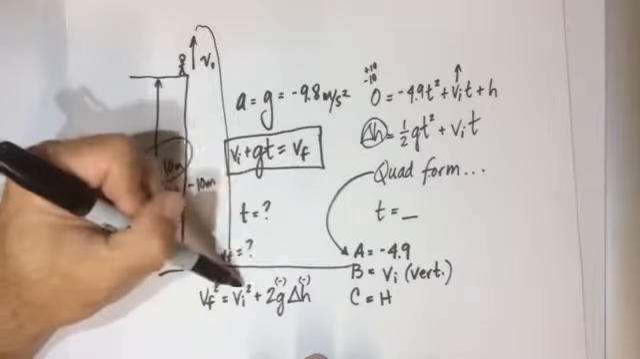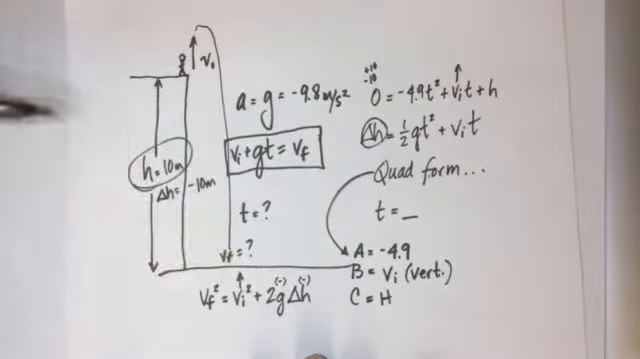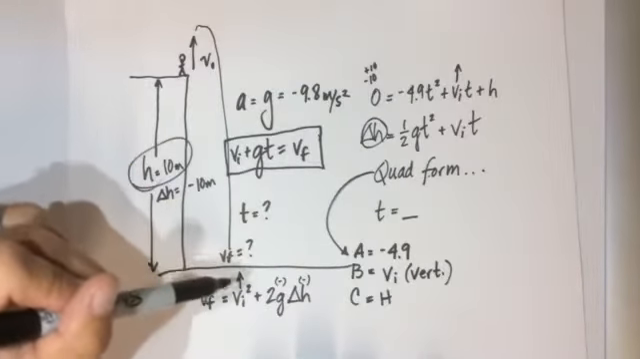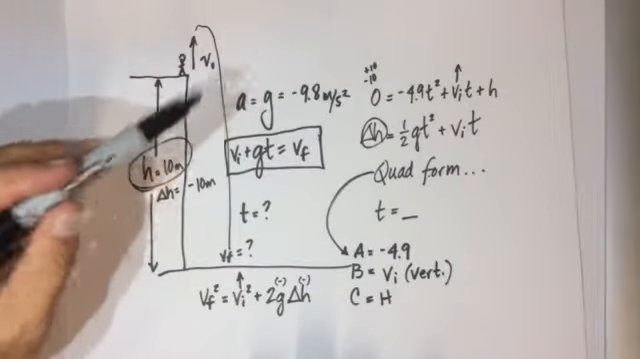V initial, again, is vertical v initial. Okay? Just a review on determining time of flight and final velocity as something hits the ground, provided we know the initial velocity and the height.